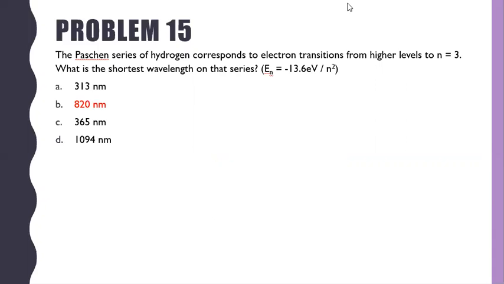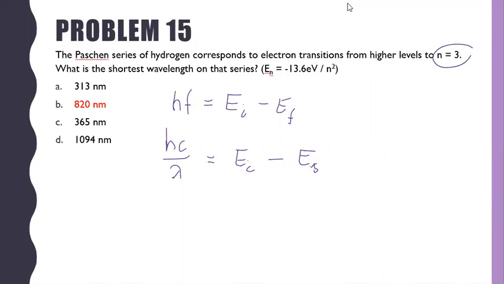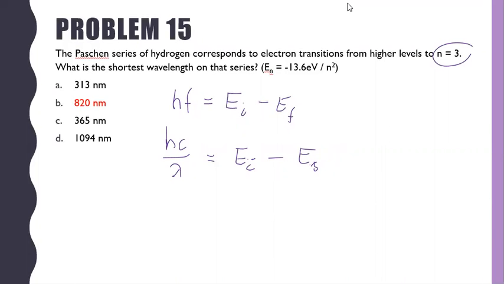All right, now for some atomic physics. So Paschen series means we are landing in n equal to 3. So Bohr's equation for transitions in the hydrogen, or for any transition really, says that hf is equal to E_i minus E_f. So I want the wavelength, so I'm going to replace frequency with wavelength, hc divided by wavelength. I'm going to come from some initial state, and I'm going to go to 3. That's what it says, that we're going to end in 3. But what is my initial state?